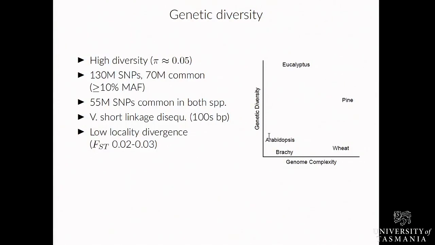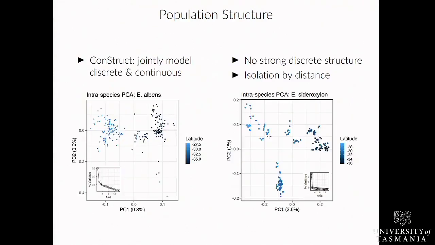Very short linkage disequilibrium. Well, we estimate a very short linkage disequilibrium in the hundreds of base pairs, varying across the genome, obviously, and very low divergence between localities, somewhere in the 2 to 3% FST. And around about 15% FST between Eucalyptus albens and Eucalyptus cytoroxylon. When we looked at population structure using conStruct, we found no support for strong discrete population structure and support for isolation by distance. And unfortunately, that doesn't look very good in a STRUCTURE-style bar plot because it's all just one colour. So instead, here are some PCAs.